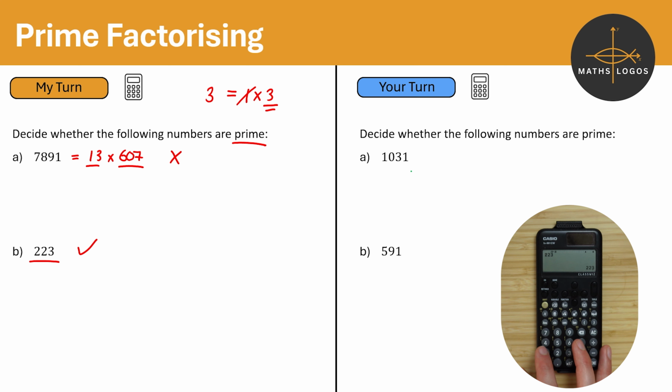So 1,031, so you should have typed that in your calculator, and it gives you back itself, so therefore that's prime. Let's try 591, and we'll prime factorize it. And okay, we can see that we can write that as 3 multiplied by 197. So if I was listing out the factors of 591, I'd be saying 1 and 591 are factors. And if I just had that, then it would be prime. But I also know that 3 and 197 are factors. Therefore, it's not a prime number.